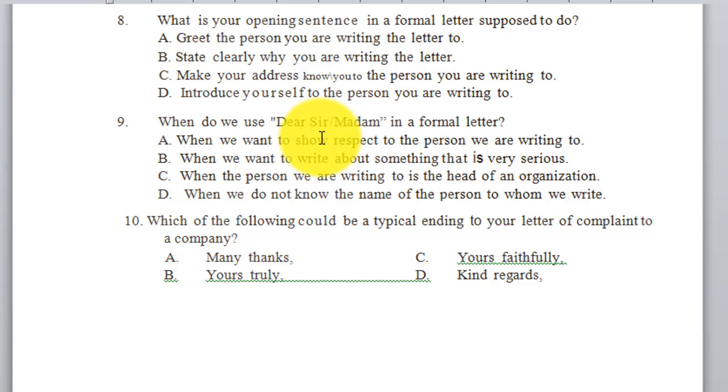In case I write an application letter, letter of complaint, letter of condolences, letter of invitation, official letter, or business letter, if I do not know the person to whom I write, or the receiver of the letter, then this opening salutation is important.